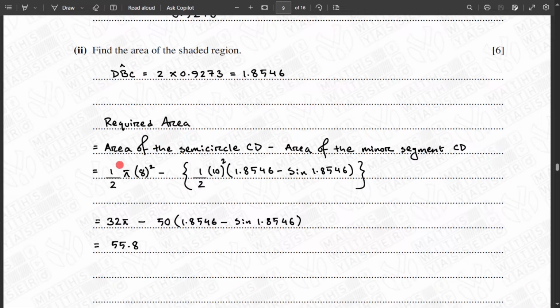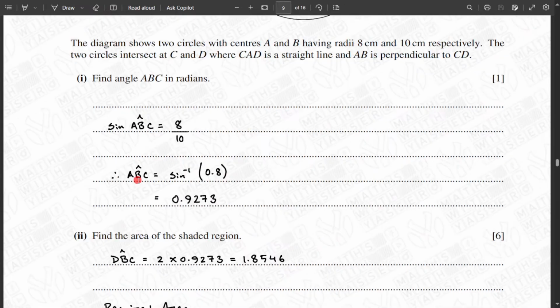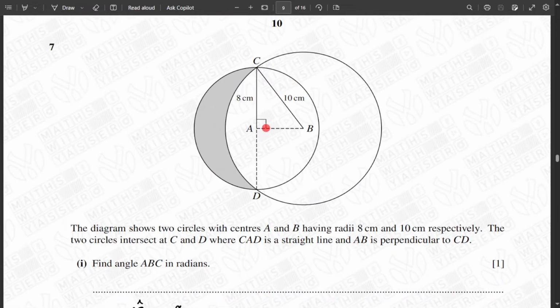So area of the semicircle CD is half pi r squared, because if circle is pi r squared, that means semicircle will be half pi r squared, where the radius is 8. Let's look into the radius over here. So as you can see, for the semicircle, if you consider A to be the center, that means AC is 8, which is the radius for the smaller circle. So with the help of this radius, we can find the area of this semicircle.